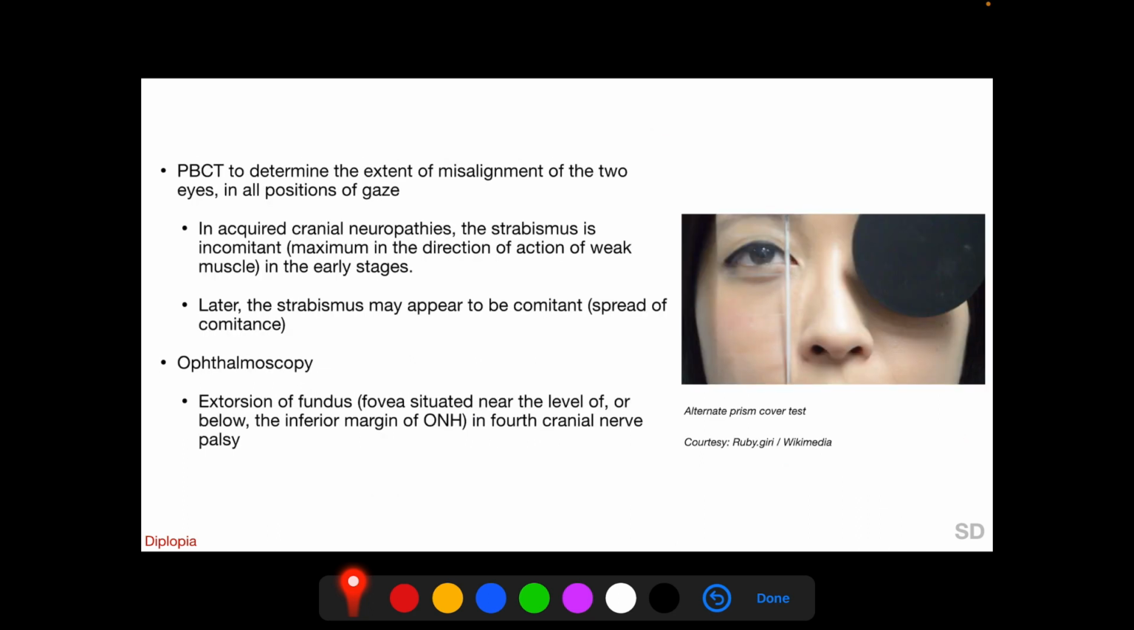In the prism bar cover test, we determine the extent of misalignment of the two eyes in all positions of gaze, and in acquired cranial neuropathies, the strabismus is concomitant.